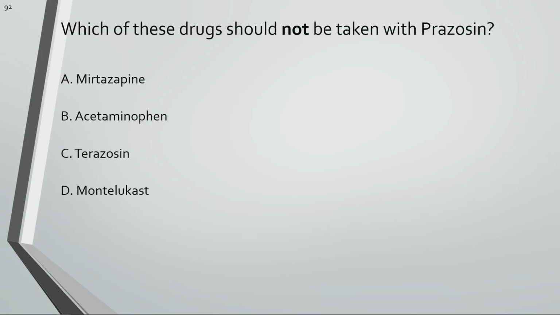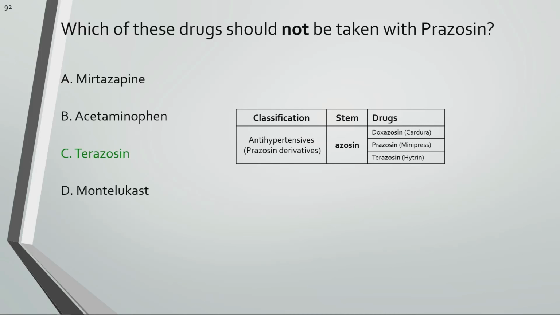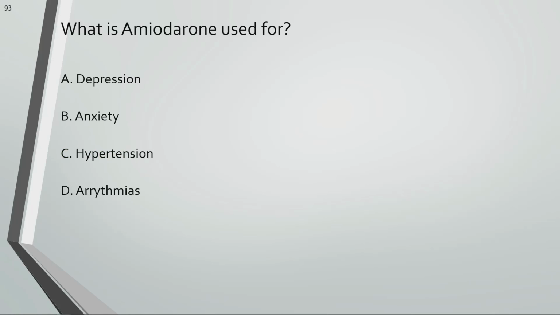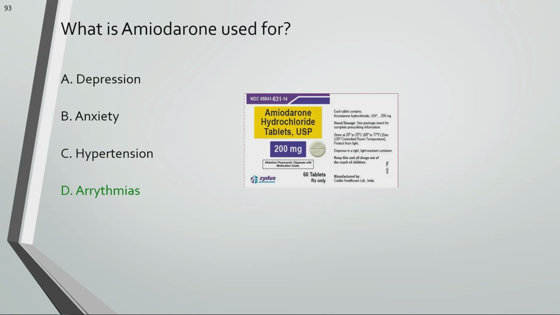Which of these drugs should not be taken with prazosin? Prazosin is an antihypertensive alpha blocker. Terazosin is also an antihypertensive alpha blocker, so they should not be taken together. What is amiodarone used for? Amiodarone is used for various arrhythmias and the maintenance of normal sinus rhythm. However, amiodarone is also associated with several potentially significant and sometimes fatal adverse effects.